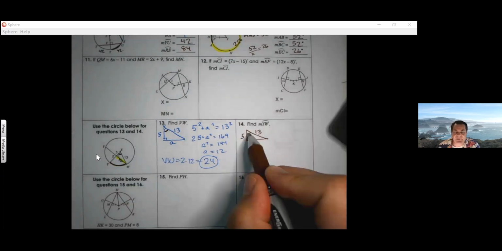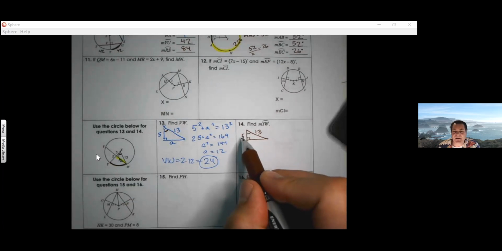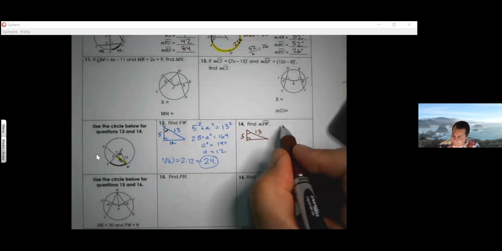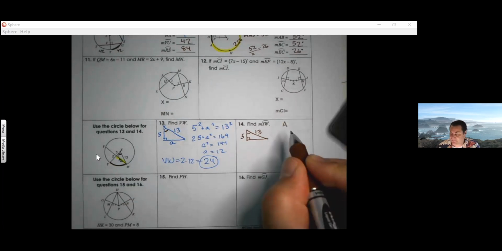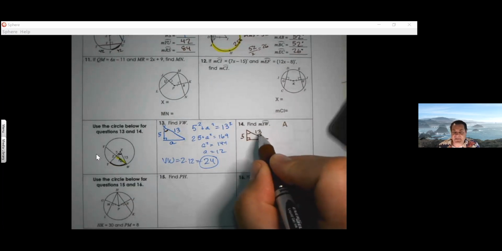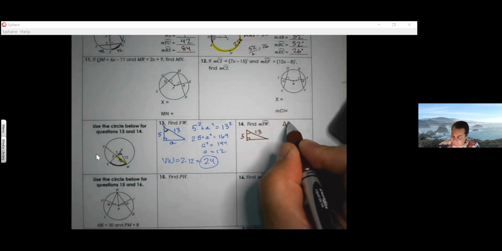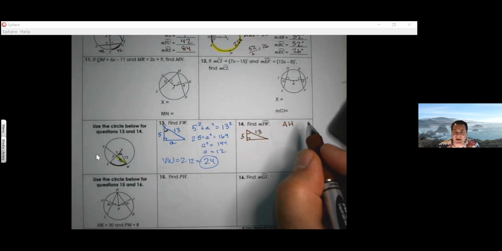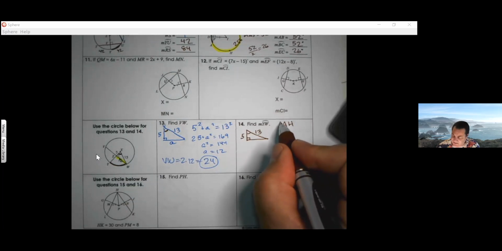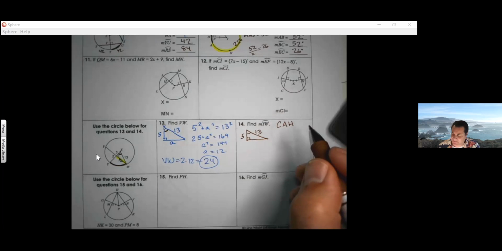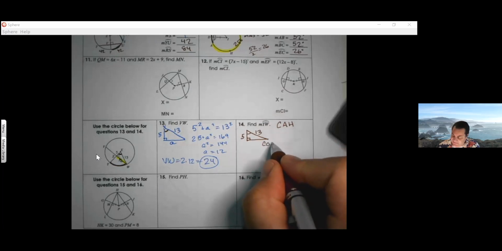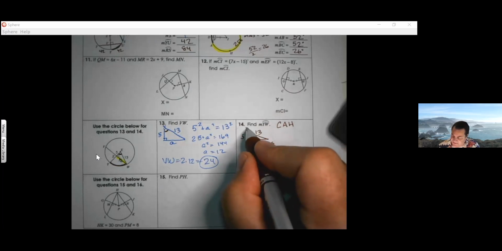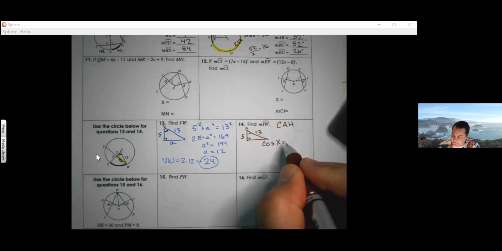If this is the angle I'm looking at, is the 5 opposite, adjacent, or hypotenuse? And is the 13 opposite, adjacent, or hypotenuse? This calls for SOH CAH TOA. This is a CAH, which means I'll say that the cosine of, we'll call it angle x, equals 5 over 13.